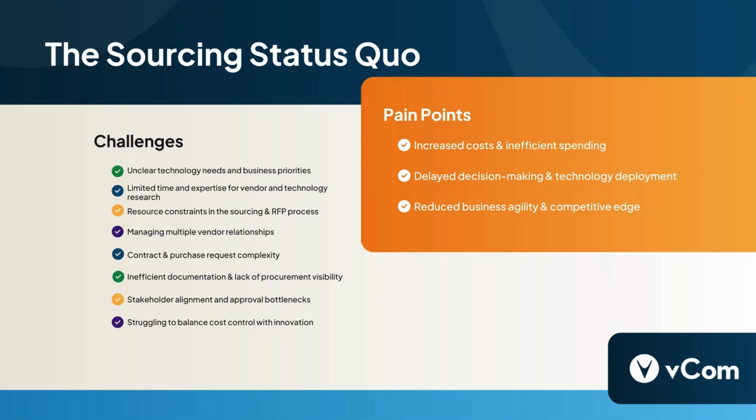The never-ending seesaw. We've got to innovate, we've got to push forward, but we also need to cut costs at all times. So how do we continue to do that? All in all, the pain points summarized here: increased costs and inefficient spending, delayed decision-making and technology deployment, and reduced business agility and competitive edge. Something nobody wants to see for their customers.